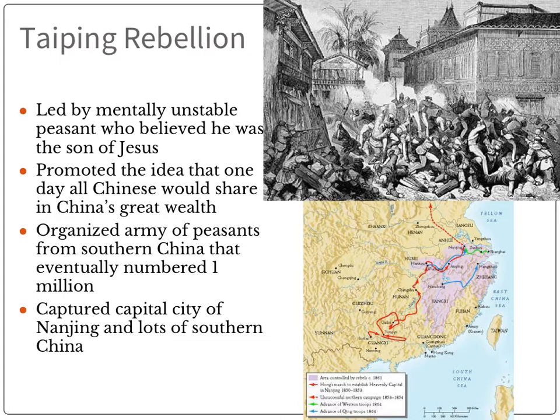So he started promoting this idea among the peasants that one day all Chinese would share in China's great wealth. And there's going to be this revolution that takes place and it's going to fix these issues of poverty and the increasing gap between rich and poor. And so he organized an army of peasants from southern China that eventually numbered 1 million people. And they captured the capital city of Nanjing and lots of southern China. So the lavender purple area on this map is the zone that they controlled.